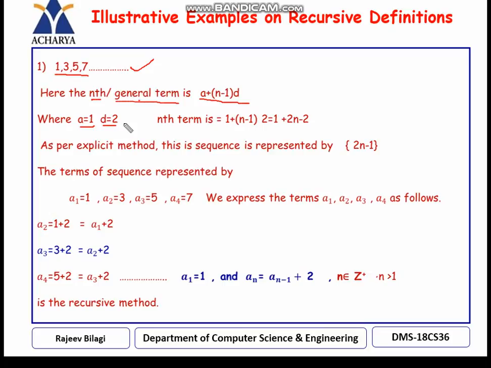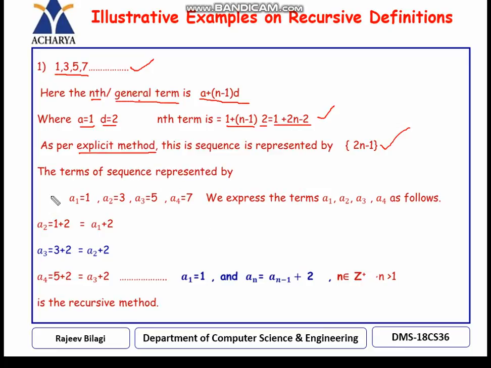The nth term is then 1 plus (n minus 1) into 2, which is 1 plus 2n minus 2, so you get 2n minus 1, which is the value obtained using the explicit method.